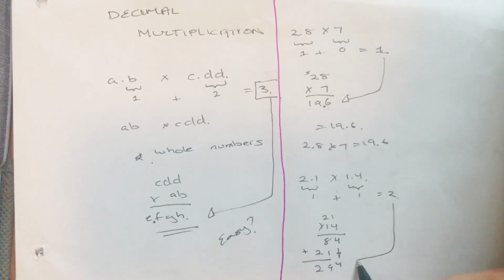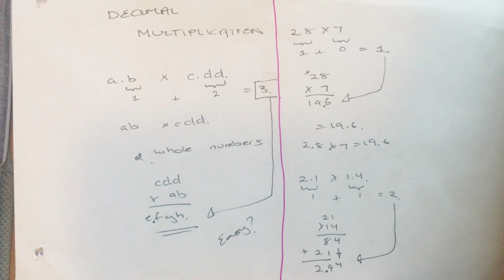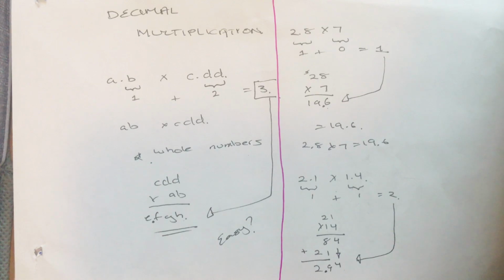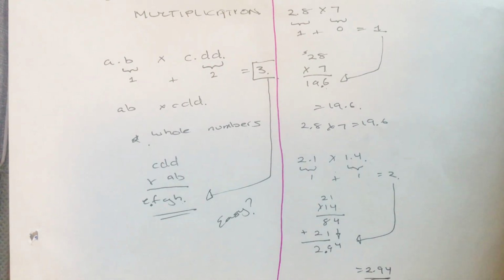You bring this back down, you start counting from your right, 1, 2, you put the decimal point. Now you have 2.94, so your answer is 2.94. Well, that's really simple, isn't it? Okay, class, talk less and work more.